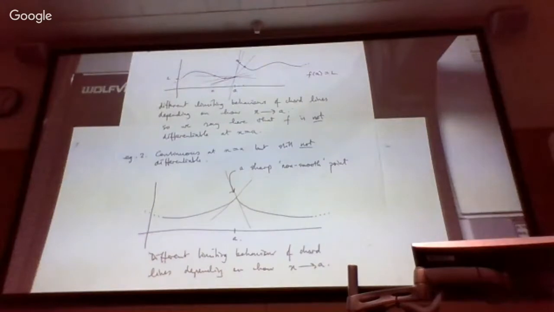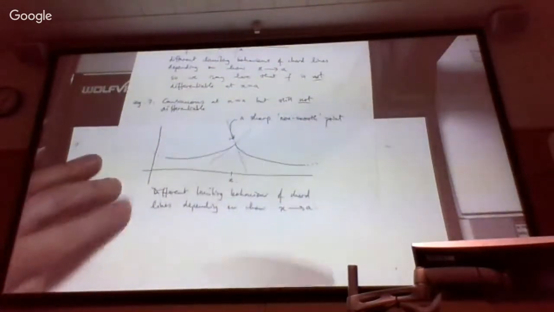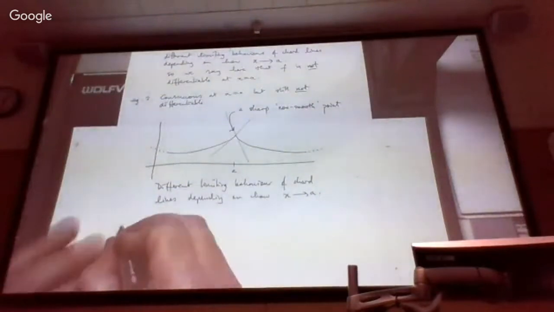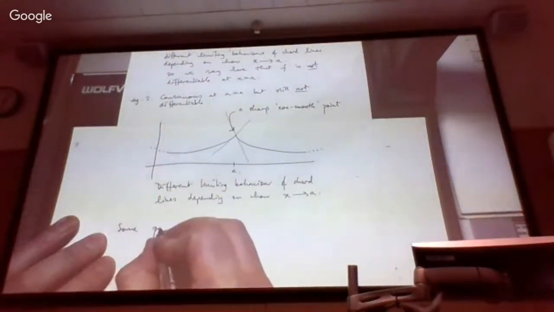So let's look at some examples. These are talked through in the notes. So those are some negative examples, some positive examples.